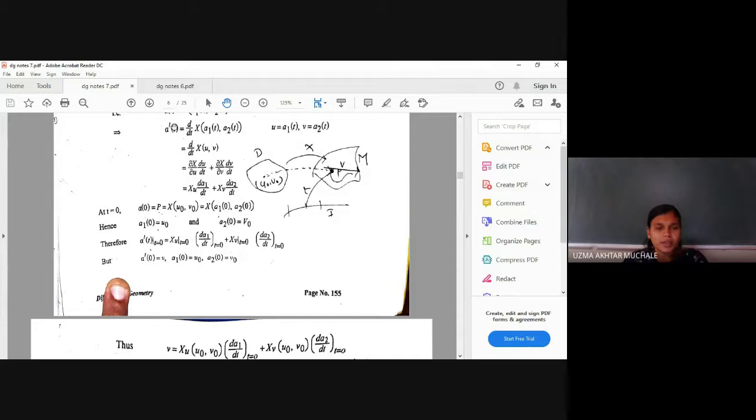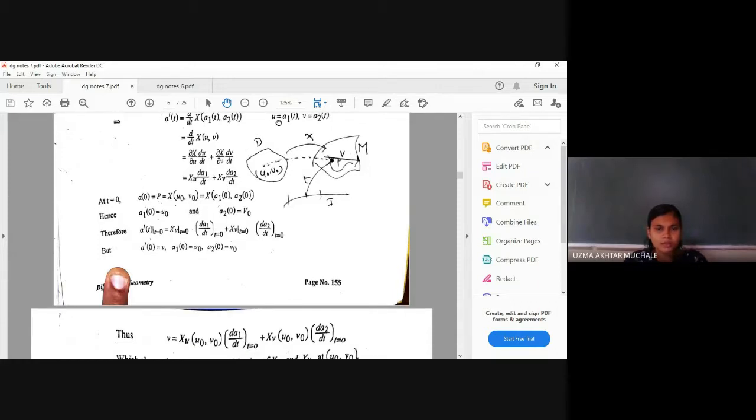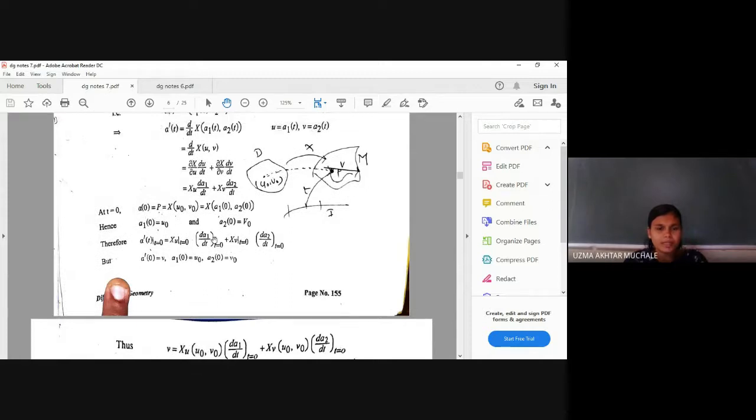So for that, what we have done is, instead of alpha dash of t, we have assumed alpha dash of 0. Okay, so for that, let me first find out what alpha of 0 is. That will be our point P, that is our assumption. That is x of A1 of 0, A2 of 0, which is nothing but u naught and v naught, correct? Because A1, A2 we have assumed as u and v respectively.